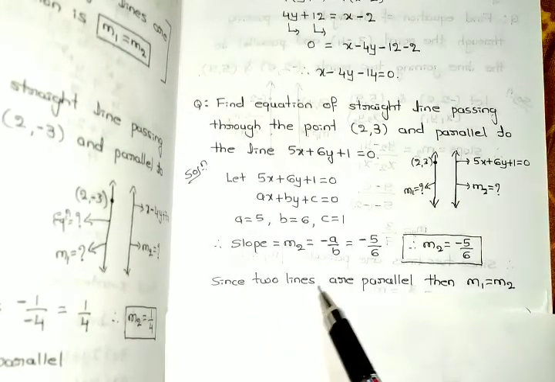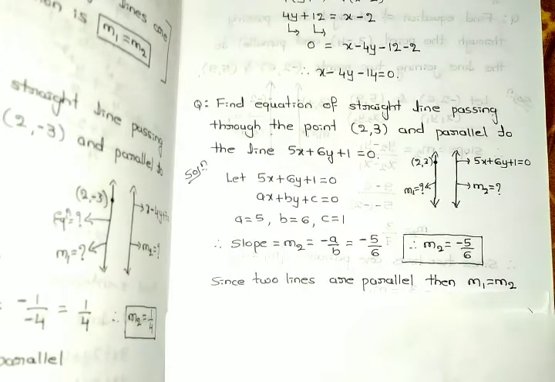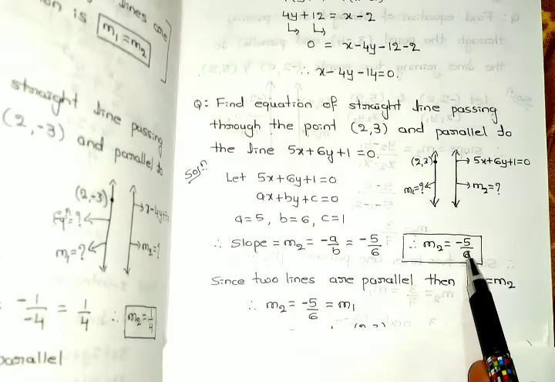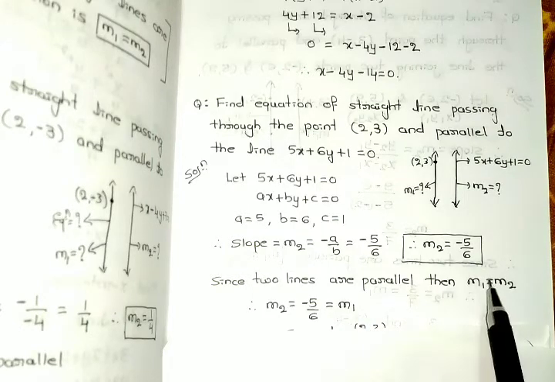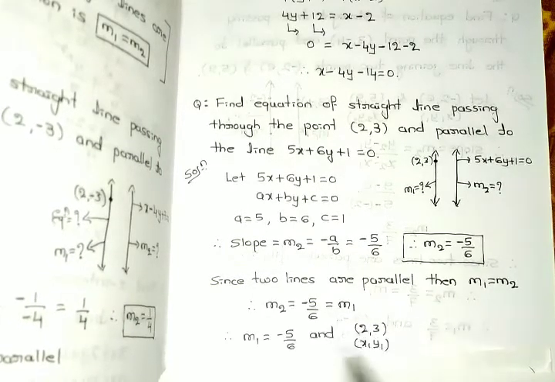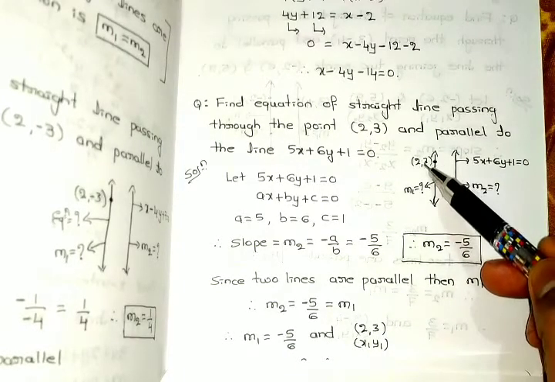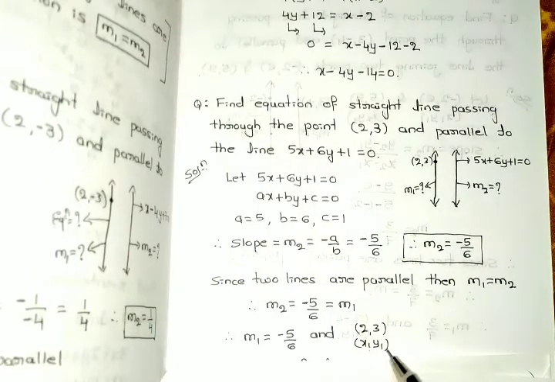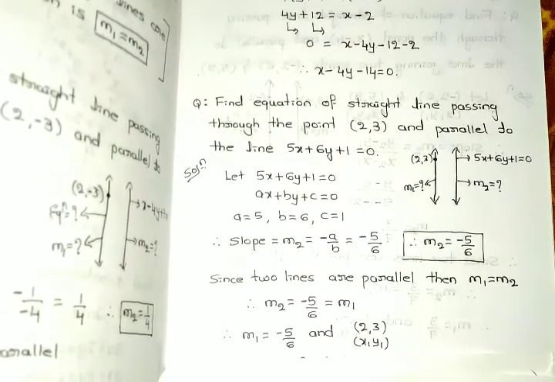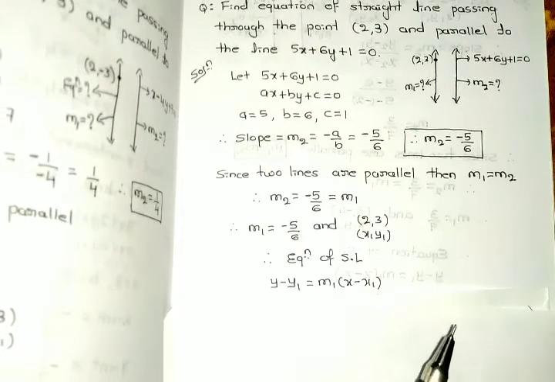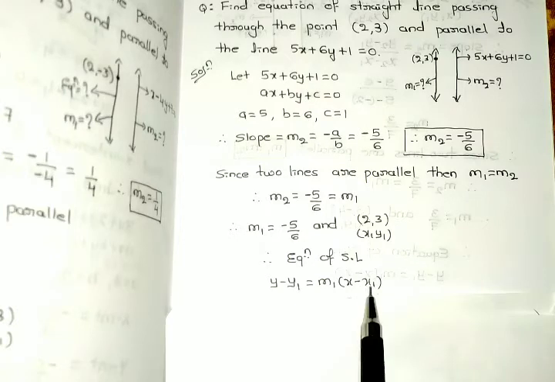Since two lines are parallel, then m1 value is equal to what here? m2. Therefore the m2 value you already know, minus 5 by 6, that only becomes which value here? The m1 value, because of this condition. Therefore the m1 value is minus 5 by 6 and one point is already given. Which point? 2, 3. So that is the value of x1 and y1. So now you need the equation of the straight line. Therefore the formula is y minus y1 is equal to m1 into bracket x minus x1.